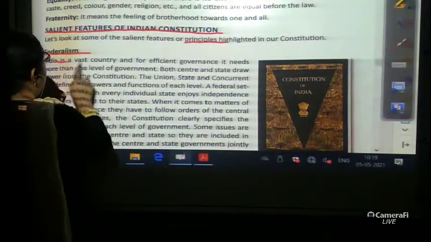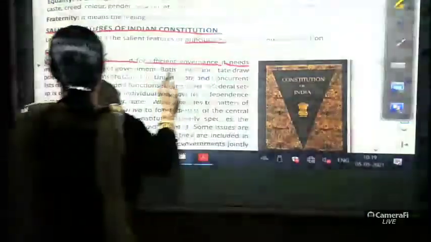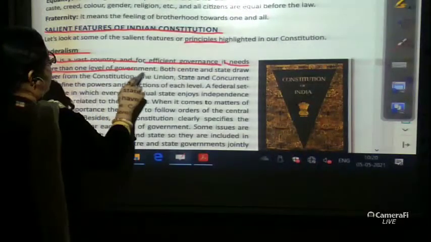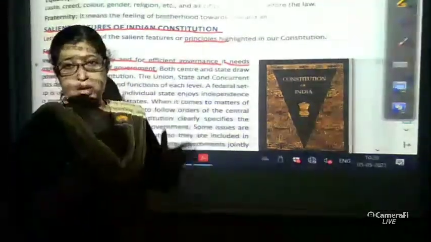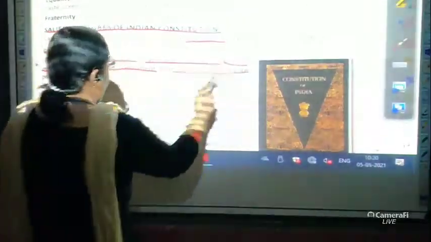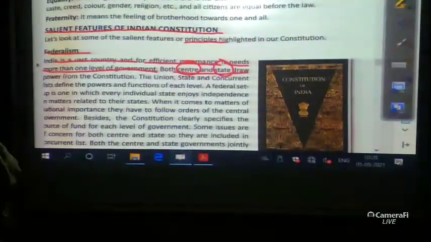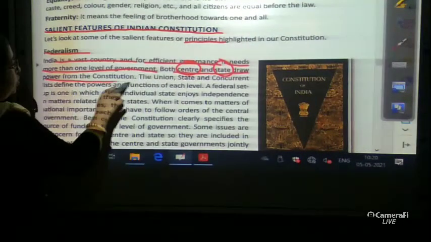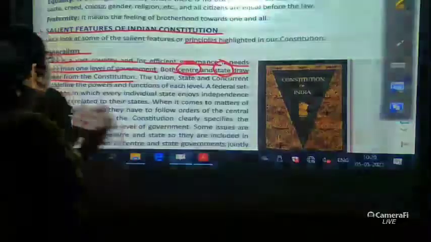So India is a vast country and for efficient governance it needs more than one level of government. Not only a single government, but more than one level of government. Both center and state draw power from the Constitution. So the central government and the state government, where did they get the power from? They got the power from the Constitution.